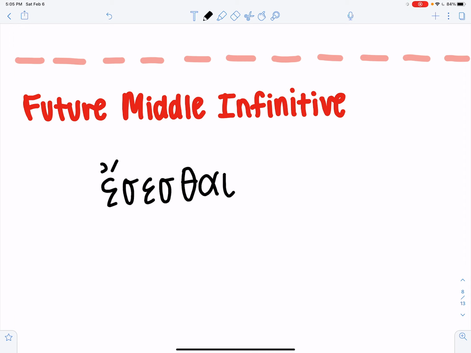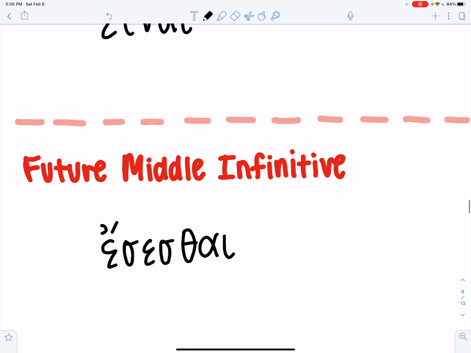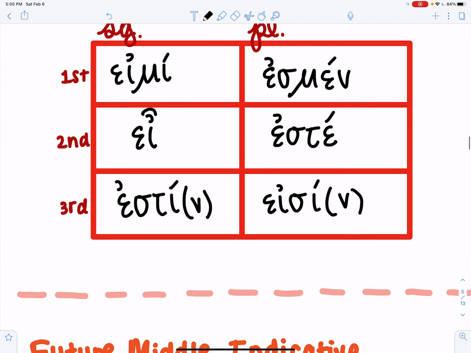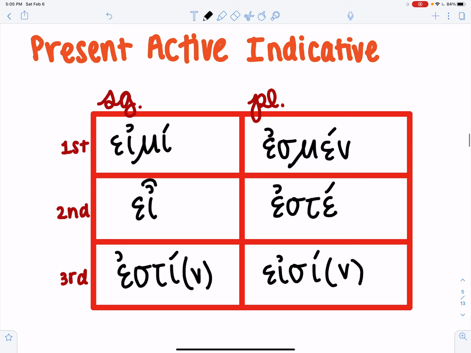Essesthai, to be, going to be. And real quick before we go to our vocab for the week, I want to try to help you with memorizing all these new forms. Now, I know a lot of them seem unfamiliar, and that's because they are, but there are certain things that I think can help you to memorize them based on patterns from past verb forms that we've learned.